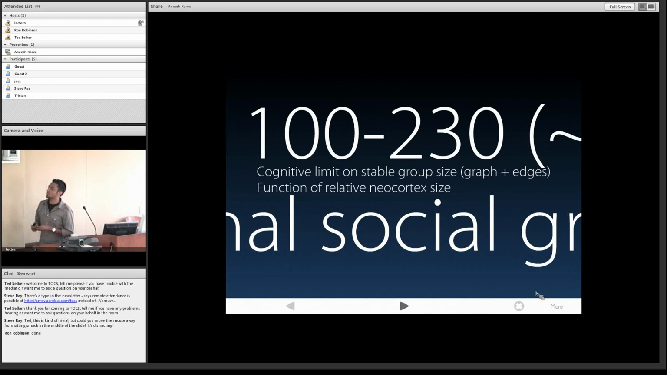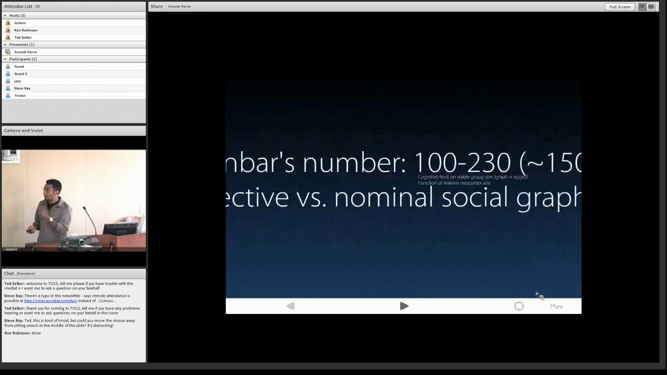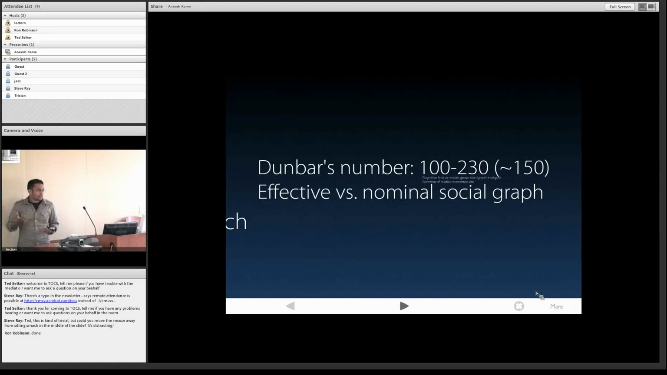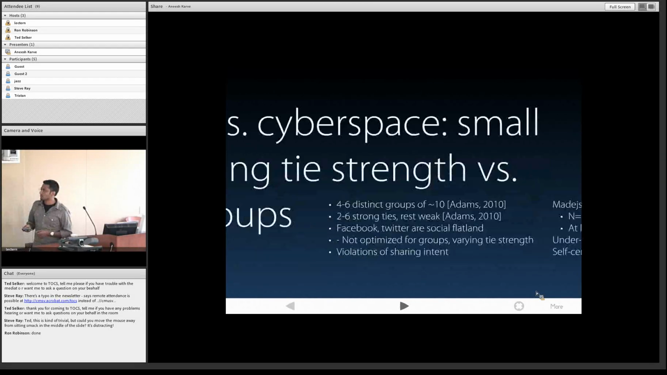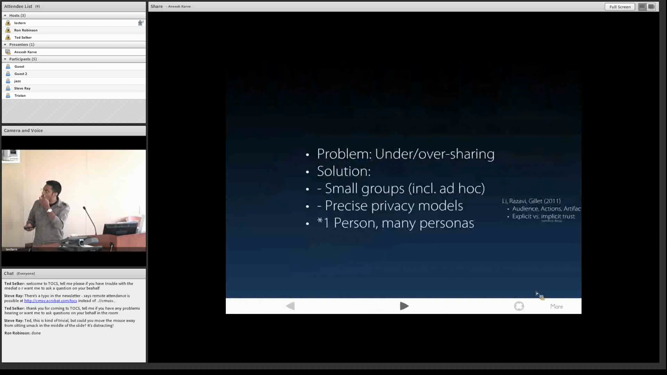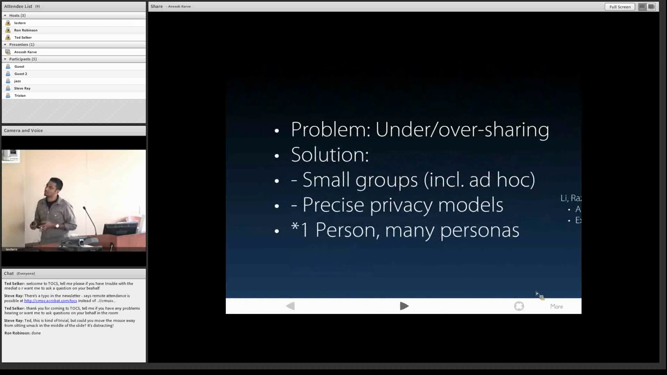The theory is that this is a function of relative neocortex size, and if you look at different mammals and you look at the neocortex size, you can roughly plot that one-to-one with the size of their groups. So why does this matter? Well, nominally, we have a social graph of 300 or 500 people or whatever, sometimes many more on Twitter or on Facebook. But the effective social graph, the number of people that you actually interact with, is considerably smaller than that. We're going to look at some examples in a second. So what does it all boil down to? I think the central problem here is undersharing and oversharing: unintentionally excluding people or unintentionally including people.